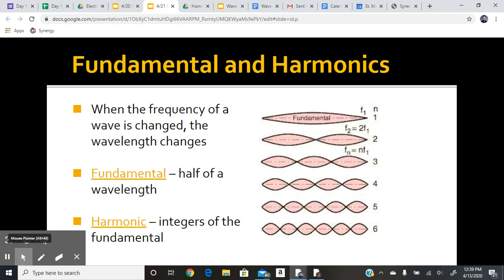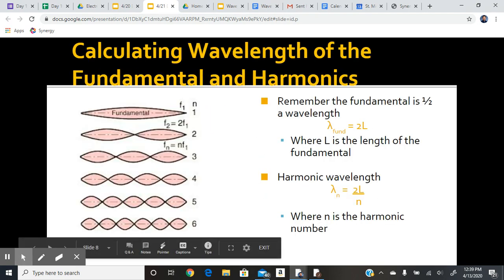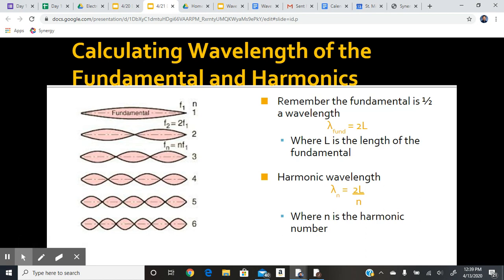So now these are for standing waves, or we'll talk about waves traveling through an open tube. It's another way that we use these. So that's where one of our equations comes into play. So remember, your fundamental is half of a wavelength.